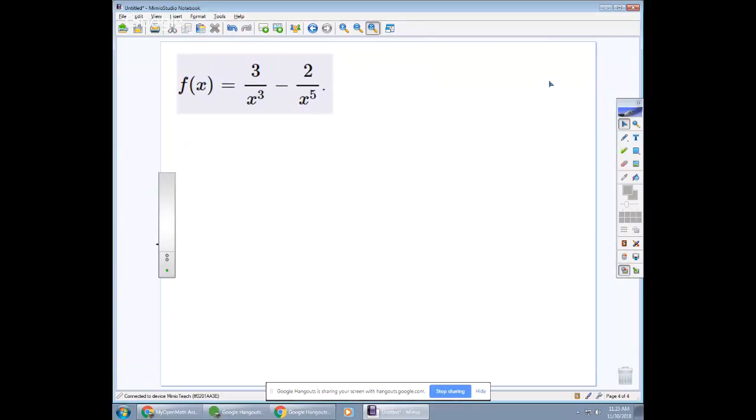Amazed. All right. So this is the derivative right here of that capital F. So we want to figure out what F is. Now, before I do that, I'm going to rewrite these as negative exponents. So this would be 3 times x to the negative 3rd minus 2 times x to the negative 5th. And remember, for a derivative, we reduce the power by 1. So for the antiderivative, we increase by 1.